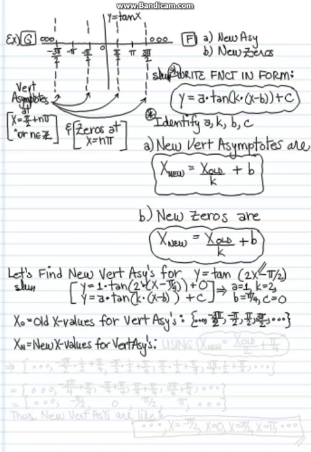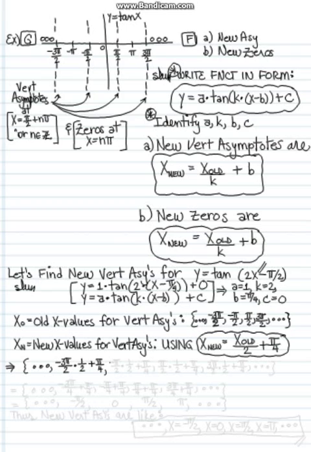So our new vertical asymptotes are required by the formula that we just talked about. x new equals x old divided by k plus b. So it's going to be x new equals x old divided by 2, our k value, plus pi over 4, our b value. So let's do that to each of those values and see what we get. Negative 3 pi over 2 times 1/2. We multiply by 1/2 because that's the same as dividing by 2. And then we have to add the b value, pi over 4.